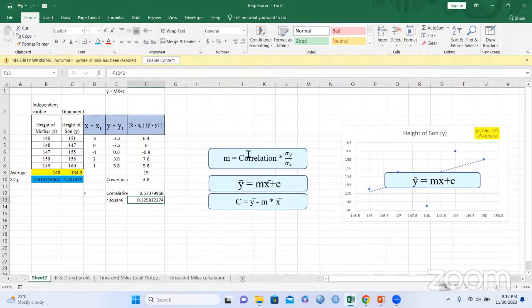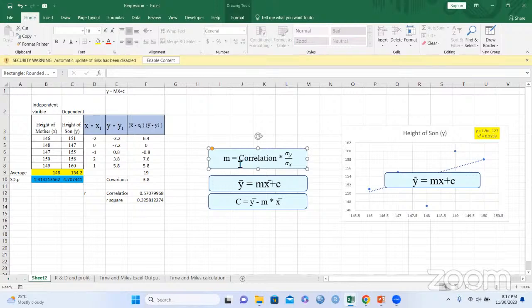And if you see the slope here, in the case of y is equal to mx plus c, we need to find out the slope first. Then we have to find out the c value. So slope is found out with the help of m is equal to correlation into standard deviation of y divided by standard deviation of x.